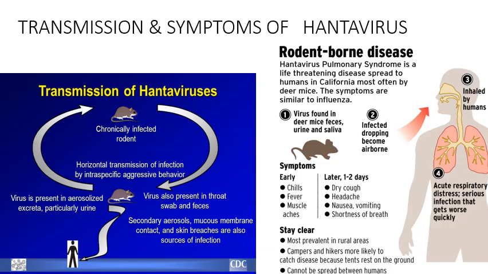Now, the transmission and symptoms of hantavirus. Firstly, transmission. Chronically infected rodents, and horizontal transmission of infection by intraspecific aggressive behavior. Virus is also present in throat swabs and feces. Virus is present in aerosolized excreta, particularly urine. Secondary aerosols, mucous membrane contact, and skin breaches are also sources of infection.